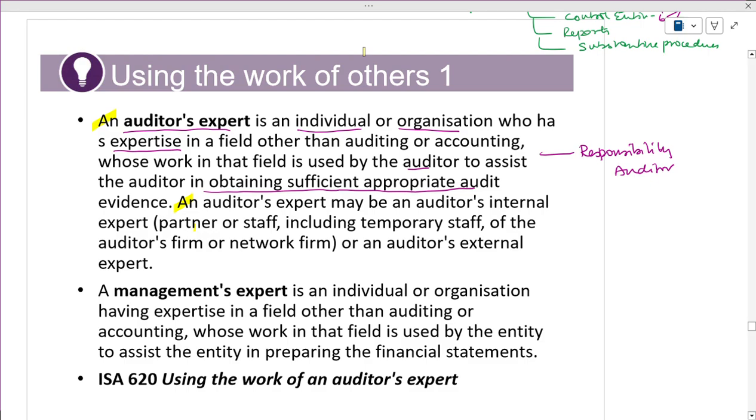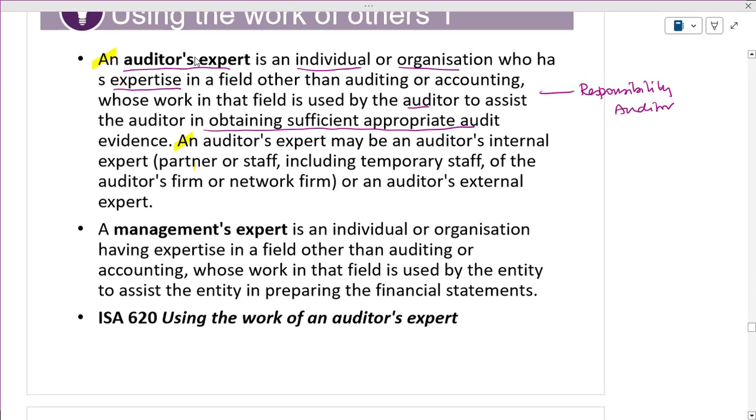He may be internal staff or a partner, meaning you are working in an audit firm. Audit firms employ experts, specific experts, knowing that they are going to have this type of client, and they will arrange accordingly. That's their job.